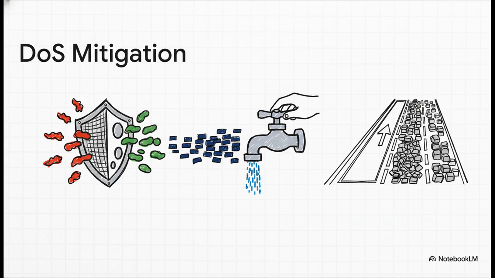Filtering is like having a guard who blocks known bad traffic before it even reaches the application. Throttling is a technique where you limit the number of requests a user can make in a certain period of time. This prevents one user from overwhelming the system. And finally, quality of service, or QoS, is about prioritizing traffic. You ensure that critical operations always have the resources they need, even when the system is under heavy load.